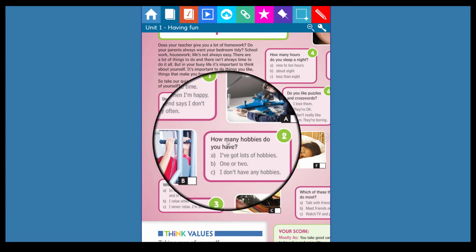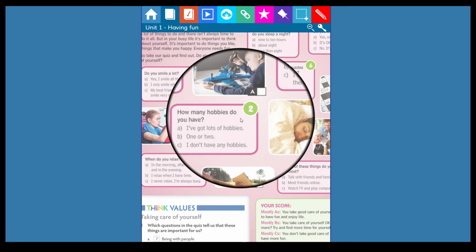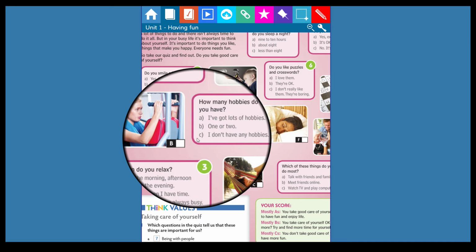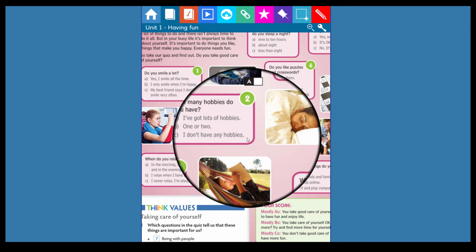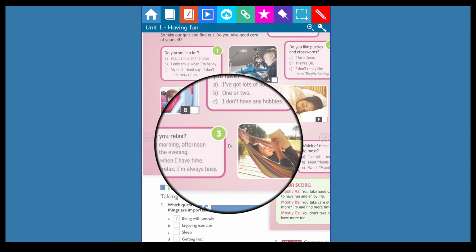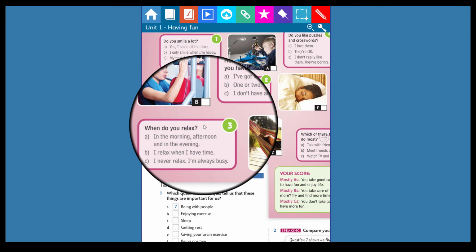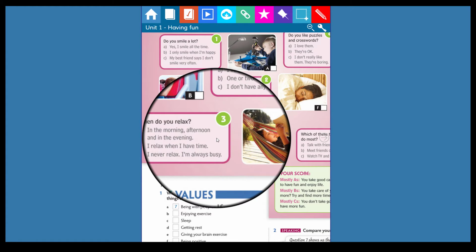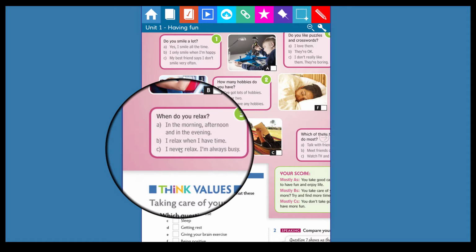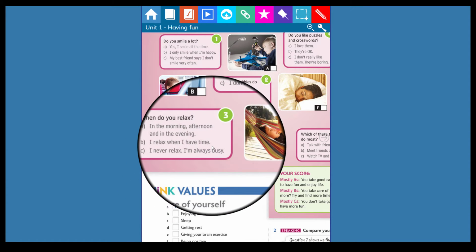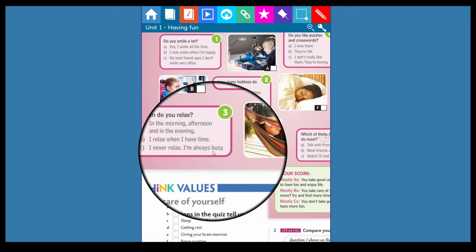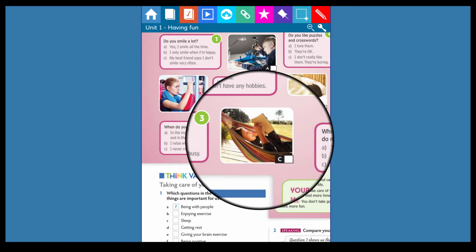Number 2. How many hobbies do you have? A, I've got lots of hobbies. B, one or two. C, I don't have any hobbies. Number 3. When do you relax? Letter A, in the morning, afternoon, and evening. Letter B, I relax when I have time. Letter C, I never relax. I'm always busy. Remember to choose the correct alternative in your opinion.